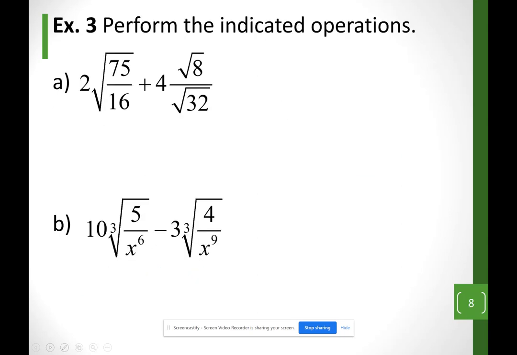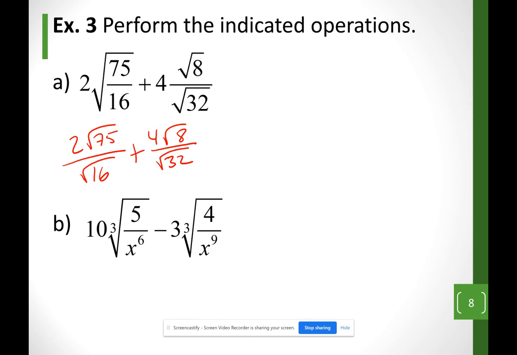Now, what if I add fractions? So I can either have a radical of a fraction, or I can have a fraction of two radicals. What I'm going to do is break it into a fraction of two radicals. And if I have a number in the front, I'm going to bring it to the top. What I mean is I'm going to break this as 2 square root of 75 over square root of 16. Notice how my radical, I split it as a fraction of two radicals. My 2 at the front, I brought it to the top, plus 4 radical 8 over radical 32.